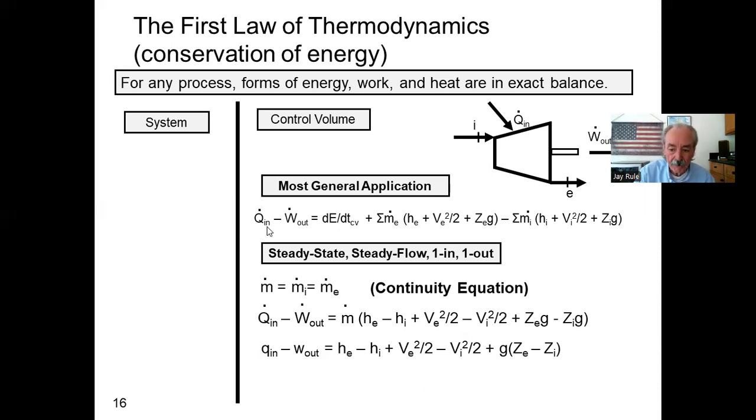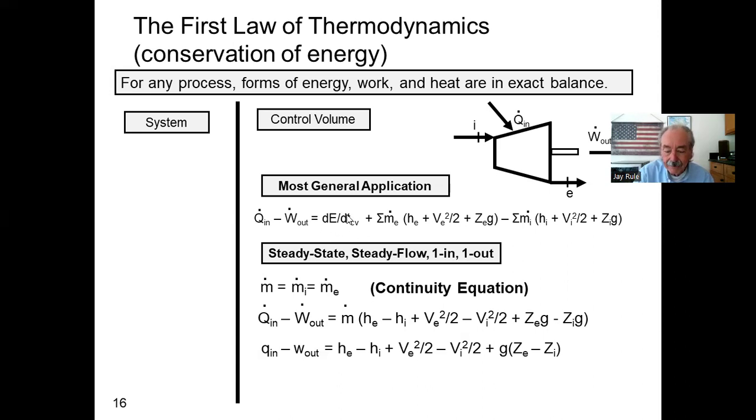I think that's terrific to start with this. But let's look at the terms. Q dot in minus W dot out on the left-hand side. That's the way I was taught. Q dot in, the boundary phenomena go on the left-hand side of the equal sign. On the right-hand side of the equal sign go a lot of the other terms. dE dt of the control volume.